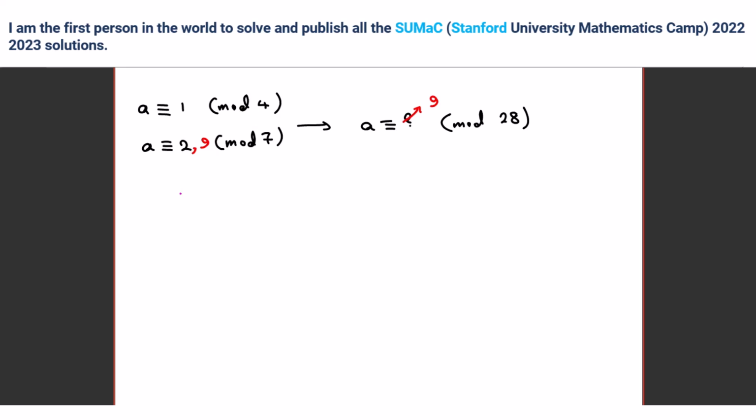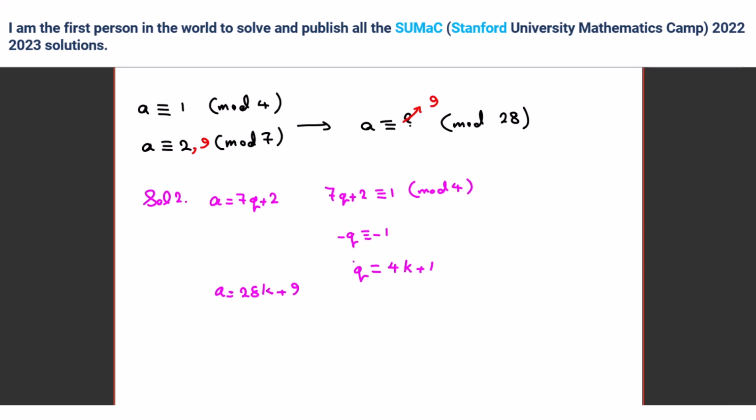For solution 2, you can say A is 7Q plus 2. You use the larger number, and we can replace it in the smaller one, right? Then 7 is negative 1, so negative Q. You take 2, negative 1, so Q is 1 mod 4, so it's 4K plus 1. So A is 7 times this, 28K plus 7 times 1, 7 plus 2, 9. Understood this or want me to explain?